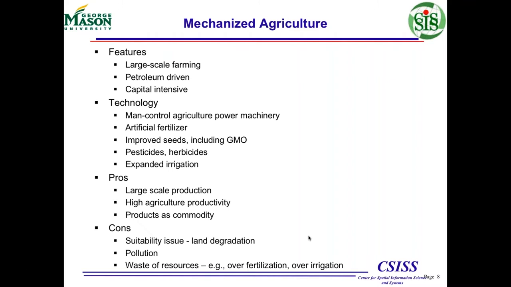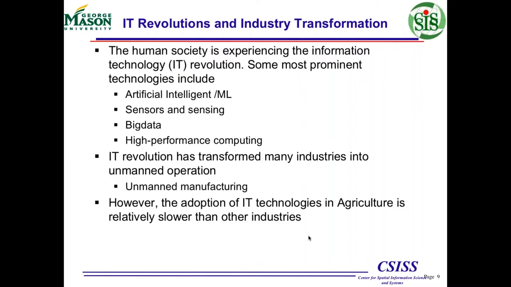And nowadays, human society is experiencing a significant transformation, basically driven by information technology. Some of the most important technologies include AI, machine learning, sensor and sensing technology, big data, and high performance computing. And those technologies have now transformed many industries into unmanned operation. If you go to a car manufacturer or other industrial manufacturing, a lot of them are now unmanned operation. However, the IT revolution's adoption in agriculture is relatively slower than in other parts.